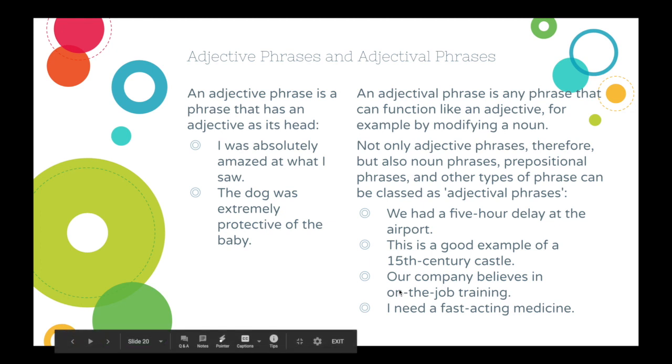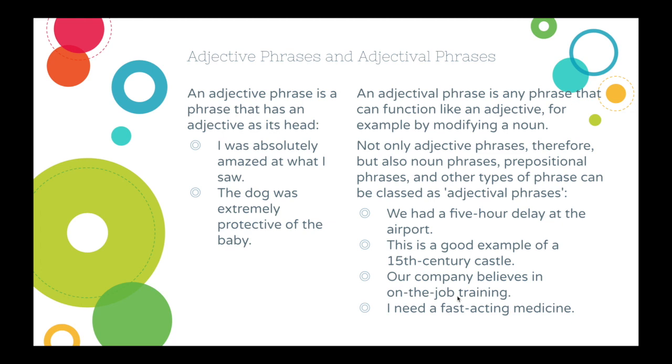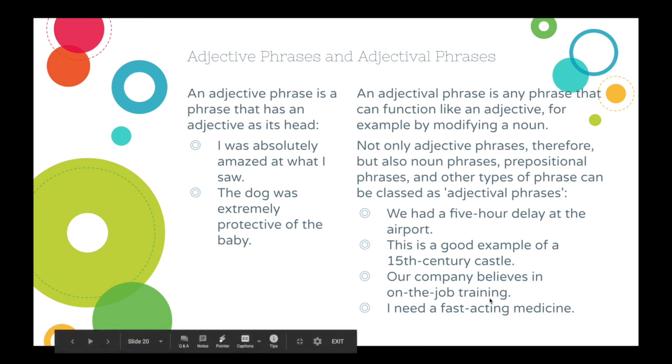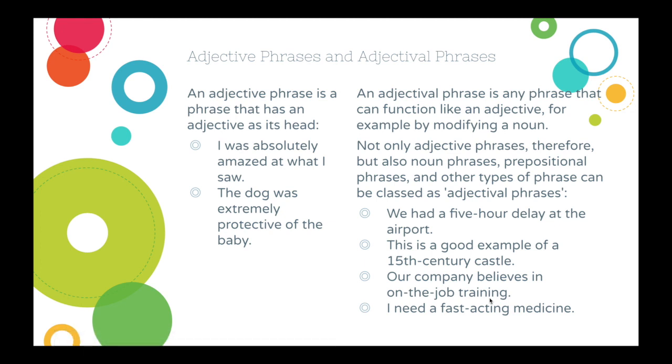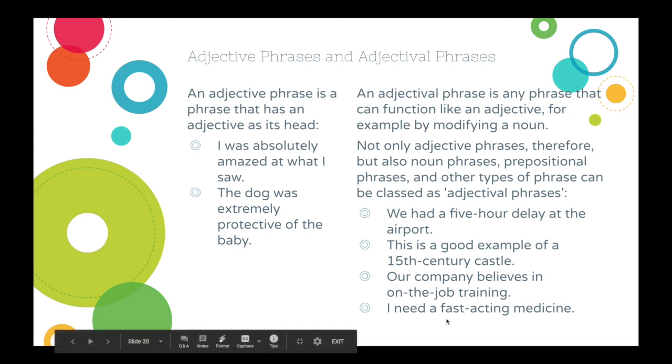Our company believes in on-the-job training. Similar: on the job is a prepositional phrase, and it describes the noun, so we still call it an adjectival phrase. But later, if we just want to say that it is a prepositional phrase, that's also fine. Or you can say, I need a fast acting medicine.